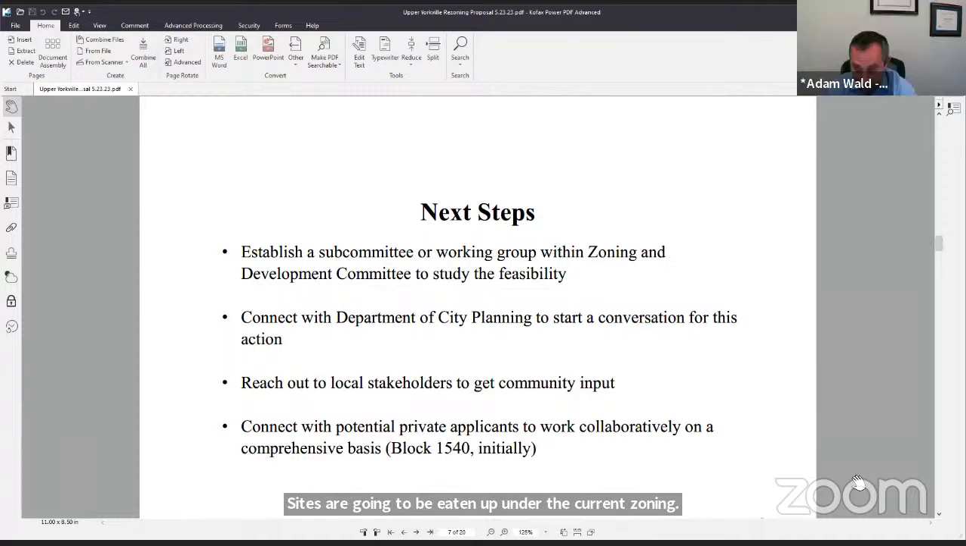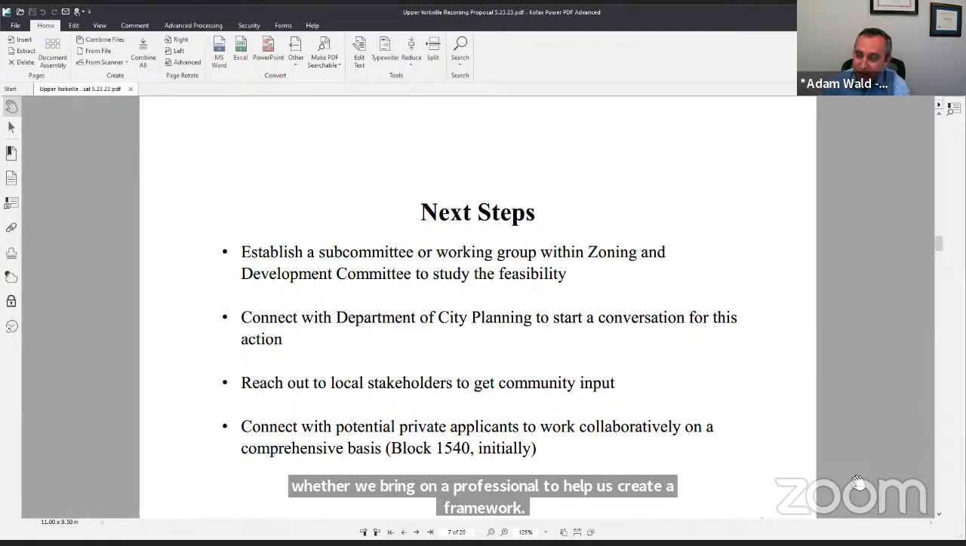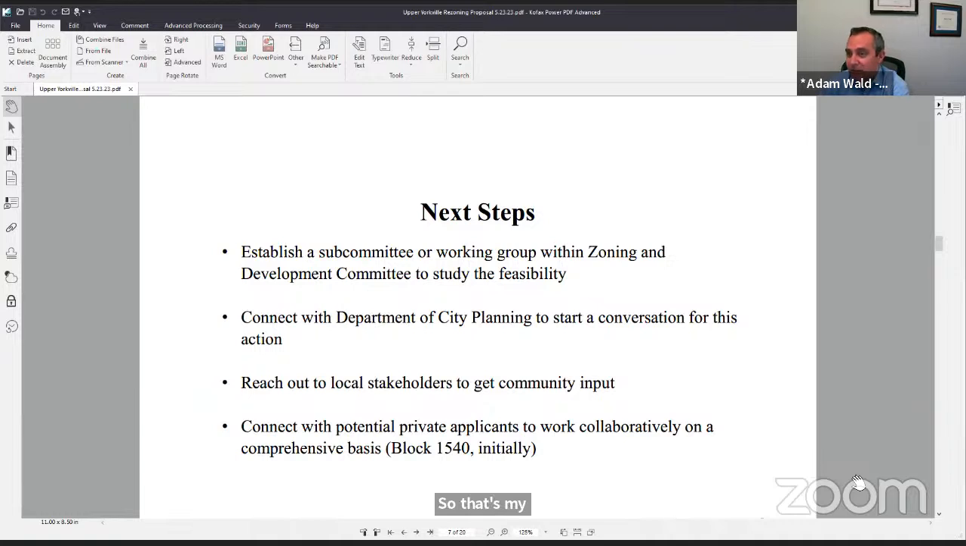Thank you. And I myself need a little more guidance on what the process is vis-a-vis timeline and who we engage first, whether it's city planning or we engage the borough president, or whether we bring on a professional to help us create a framework. So that's my first immediate goal, is to find out exactly what the very next step should be. If anyone has any ideas or suggestions, I would love to hear it. But I think that forming a team within zoning and development should certainly be an early step. Correct me if I'm wrong, though.